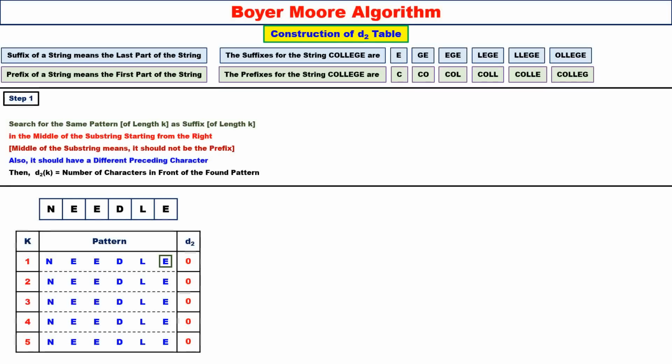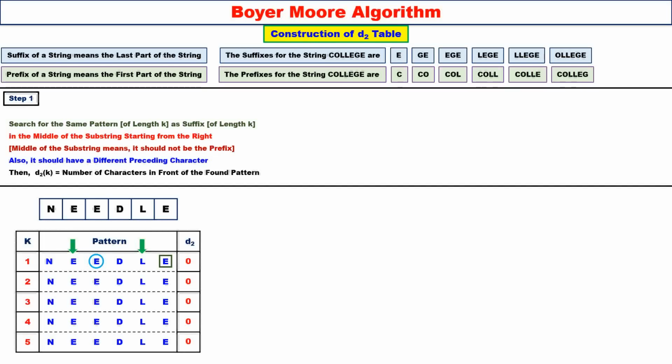Here, we will consider E. From the right, you have to search for E. Right means Urdu style. Okay, from the right, you have to search for E. Yes, E is found here. Very good. Now check the preceding characters. Yes, the preceding characters are different.